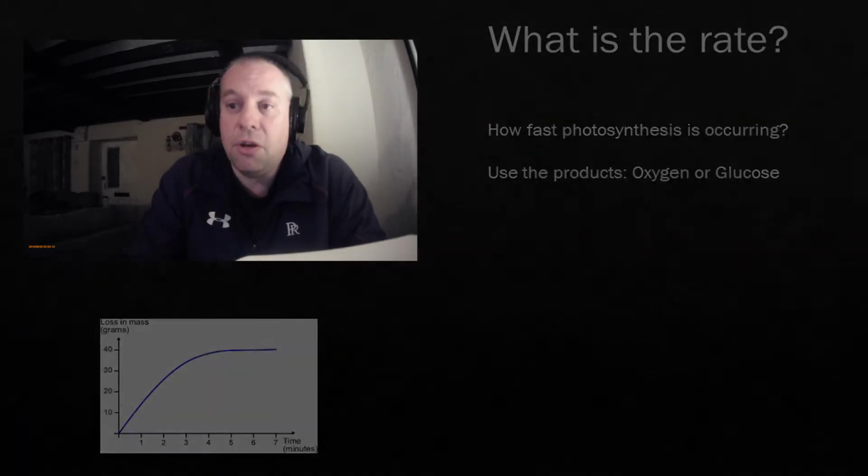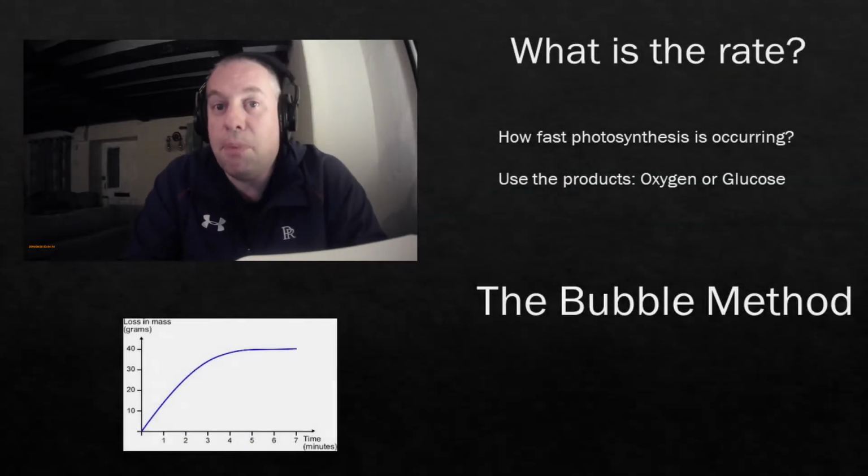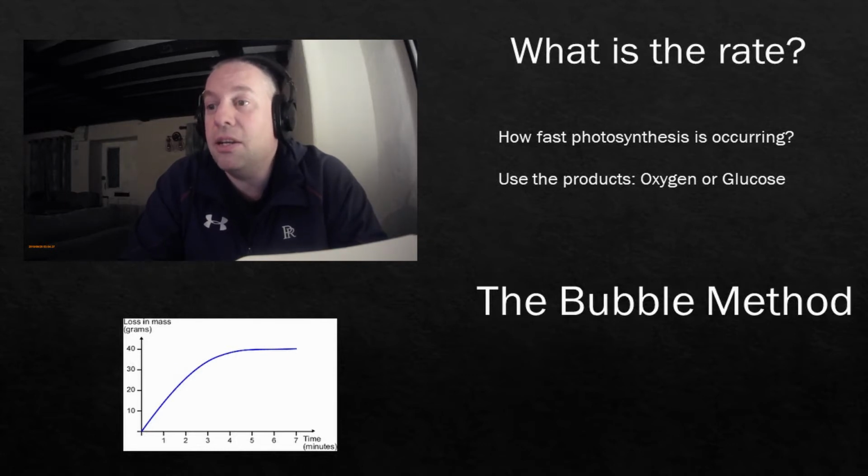The method we're going to use is called the bubble method. We're going to use bubbles to describe the speed of photosynthesis. So now we're going to go to the lab, and Mr. Kipax is going to explain to you today how the bubble method works.